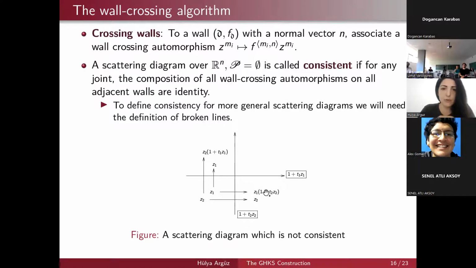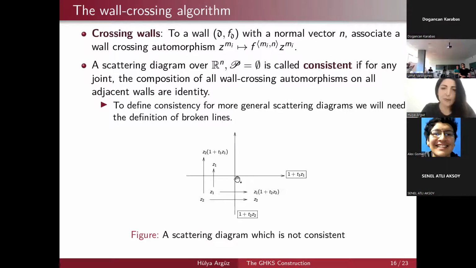So I attach to the walls these functions, and once you have this data you can understand how to cross a wall, as also mentioned in previous talks. So there is a wall crossing algorithm, and in R^2, if you forget about the polyhedral decomposition, you can describe a consistent scattering diagram, as mentioned in the previous talks, by assuming that when you go around all the walls you get the identity. This diagram is not consistent. You need to add this wall to make it consistent.